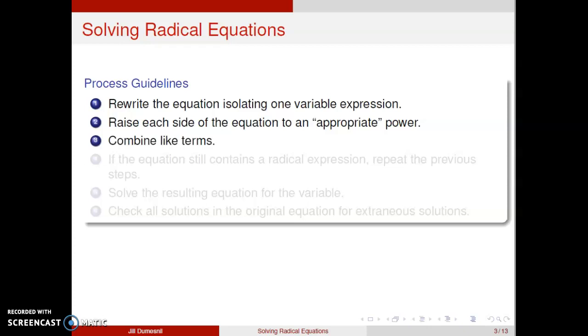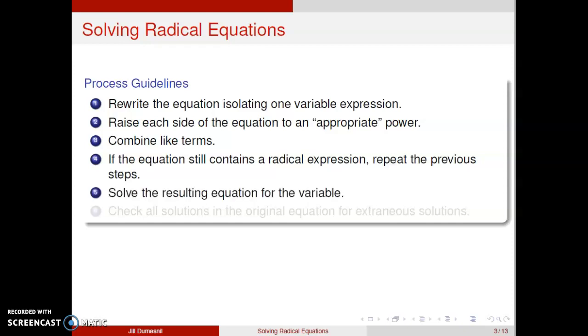Next, combine like terms on both sides of the equation. If the equation still contains one or more radical expressions, repeat the previous three steps. When there are no more radical expressions remaining, solve the resulting equation for the variable. Finally, check all solutions in the original equation for extraneous solutions.